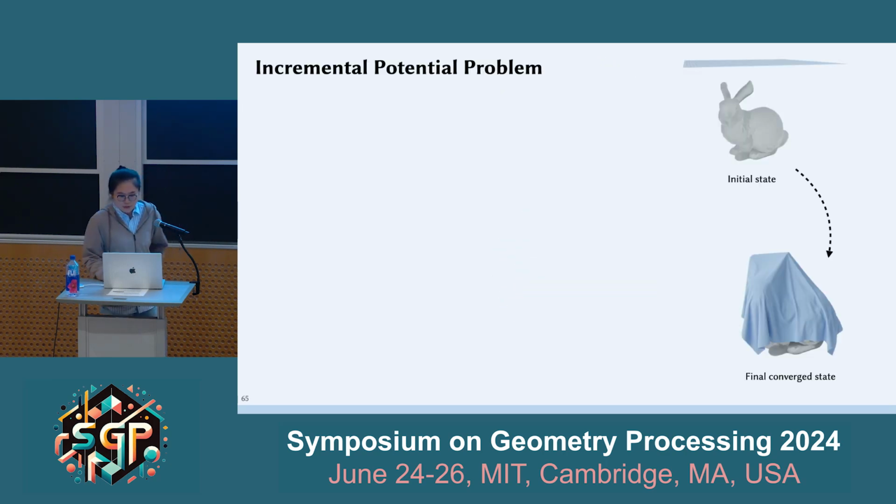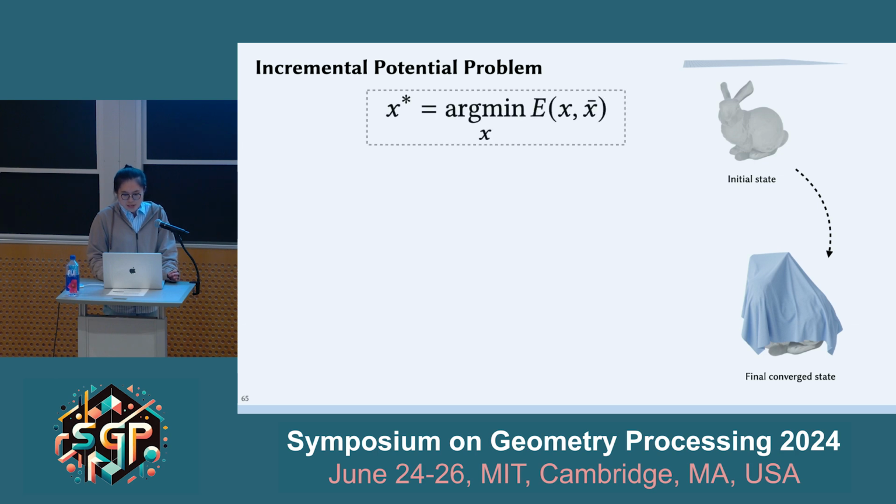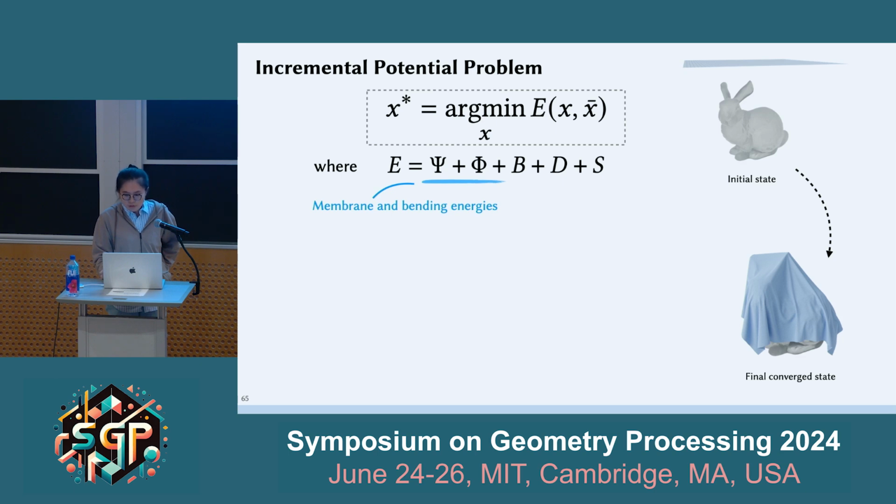Regarding how we actually get from the initial state to the final converged shape, like many other physics-based simulation methods, our objective at the finest level is this incremental potential problem, as the first part of the course just introduced, which is this variational form. I think everybody should already be pretty familiar with it. Specifically, in this work, the objective E can be further broken into two parts, the elastic part and the contact-related potentials.